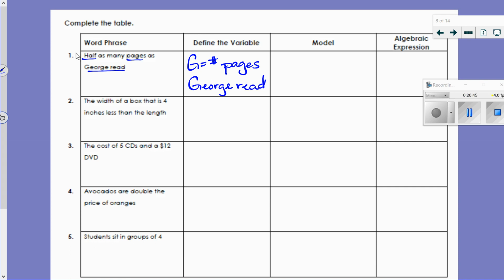Our model, half. What kind of model is that? It's a division model. So I have what George read. That's my G. What am I dividing in? Half means I'm dividing by 2. So I just draw a line of 2 on that one. My algebraic expression, how would I write this? G divided by 2. Okay, so G divided by 2. I could also write it as a fraction, G over 2. Either one of those are appropriate. Make sense?